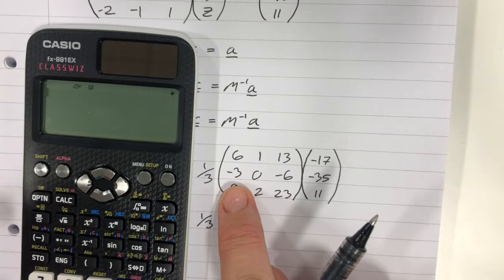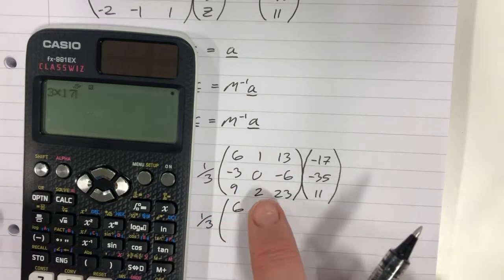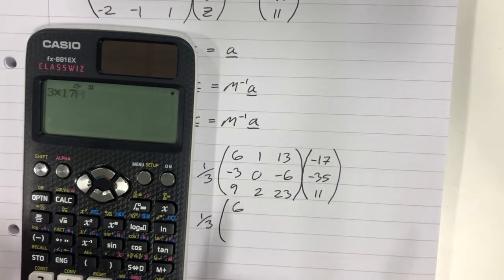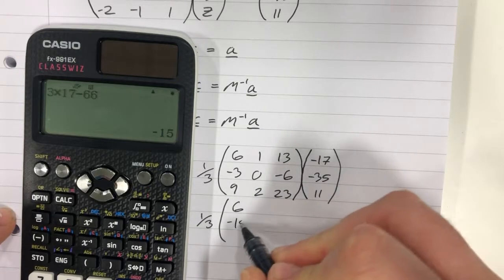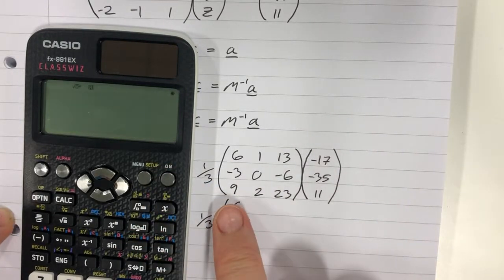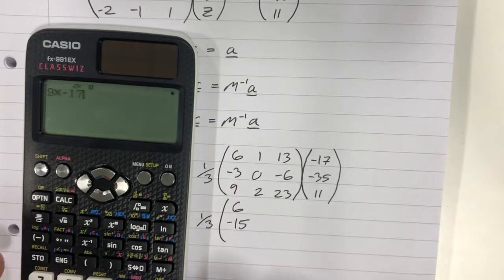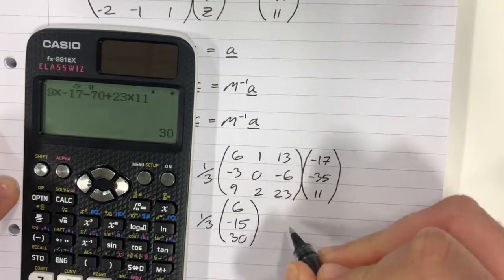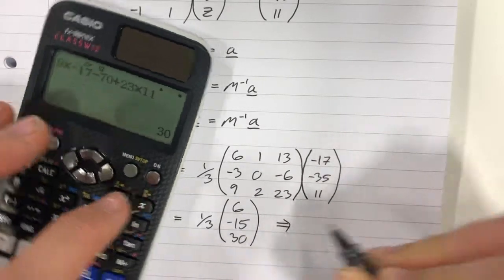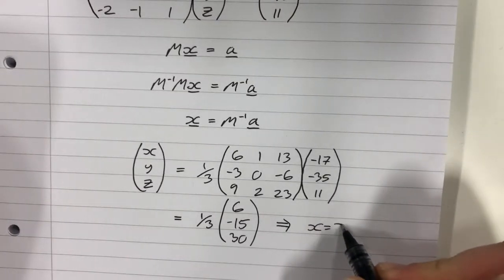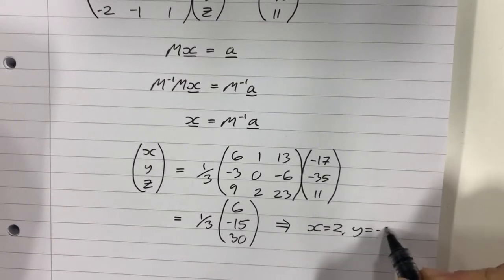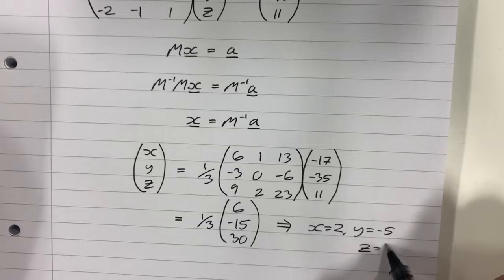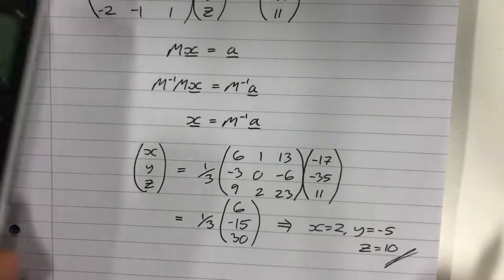In the y direction, I've got 3 times 17, plus 0, minus 66 is minus 15. And in the z direction, I've got 9 times minus 17, minus 70, plus 23 times 11. Gives me 30. So this implies then that x equals 2, y equals minus 5, and z equals 10. Those are solutions to the equations.